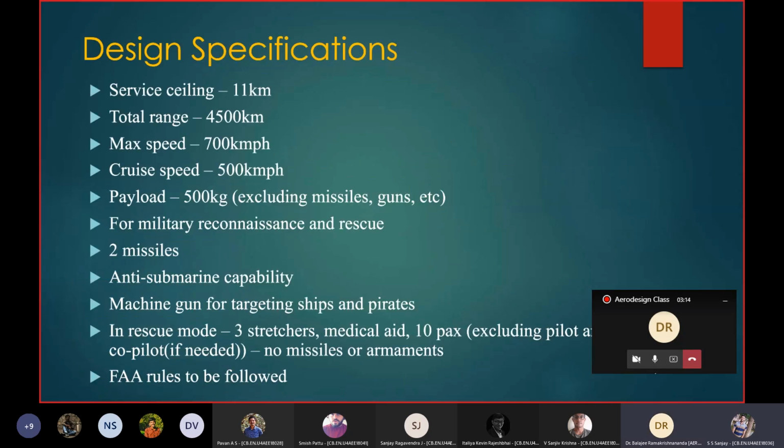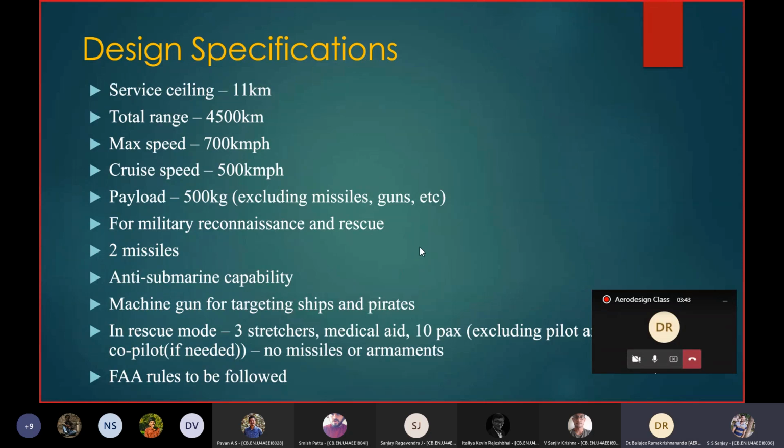These are the design specifications which were given to us, and we were supposed to do two roles for this aircraft, that is military reconnaissance and rescue. While doing the military reconnaissance role, we were supposed to carry some payload like 2 missiles, machine guns for targeting ships and pirates, and anti-submarine capability, in which we will be carrying torpedoes so that we can drop them. And this is for military reconnaissance.